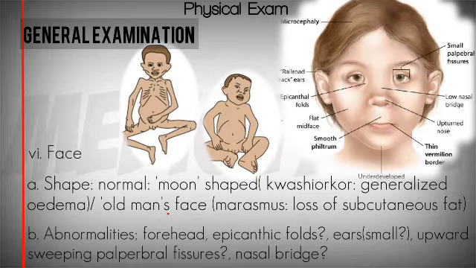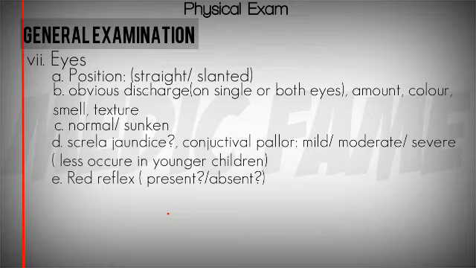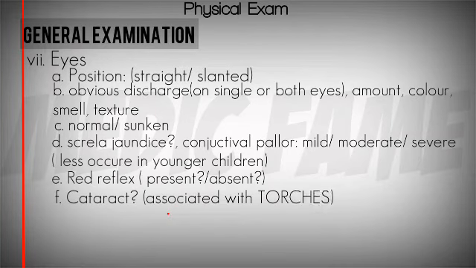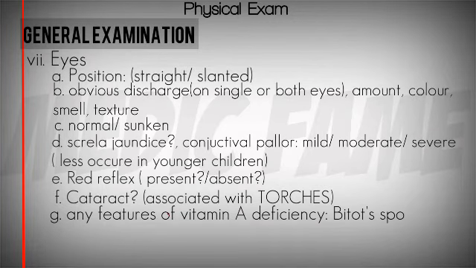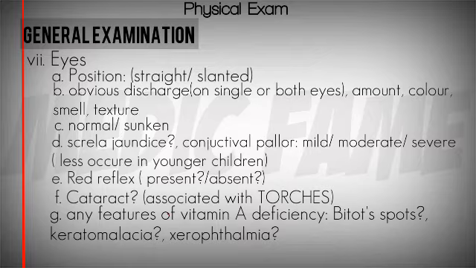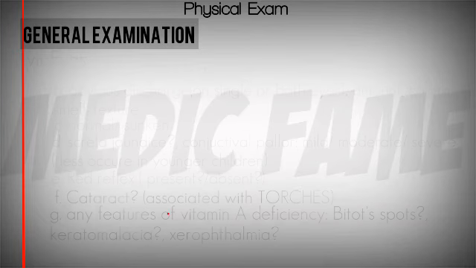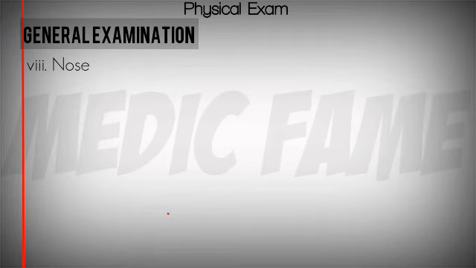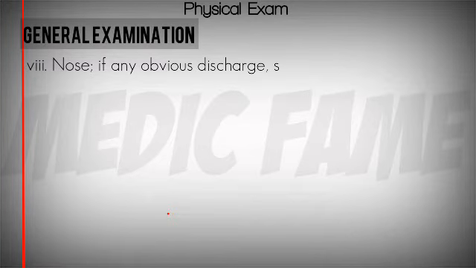We should also examine the light reflex of the eyes, and also if there is any sign of cataract or any features of vitamin A deficiency, such as Bitot's spots, keratomalacia, and also xerophthalmia. Number 8, we examine the nose, if there is any obvious discharge, and we should look for the shape of the nose, the position, and if there is any abnormality.